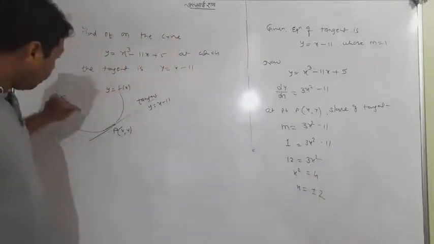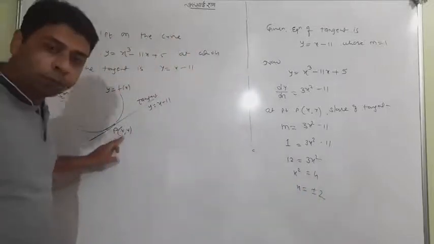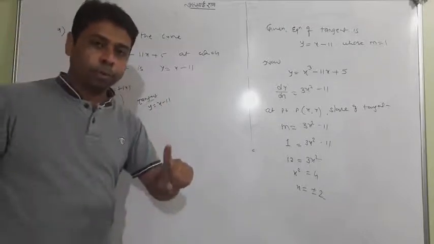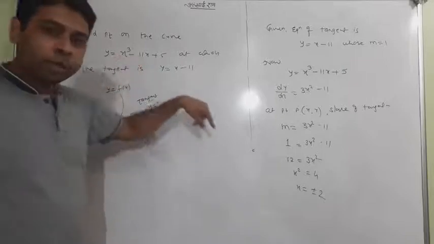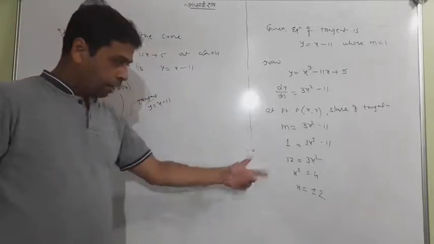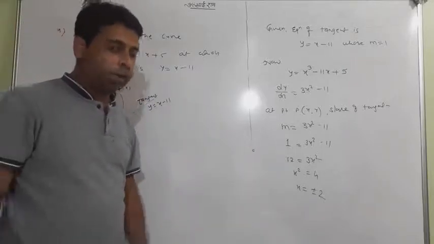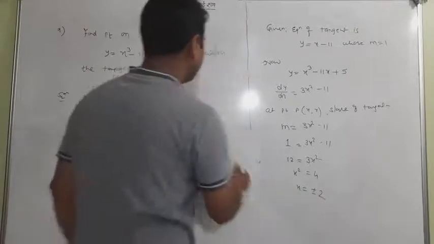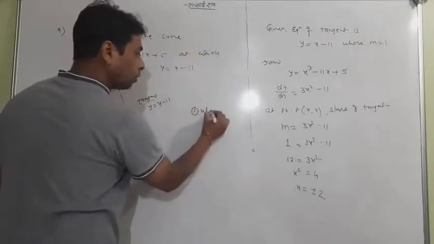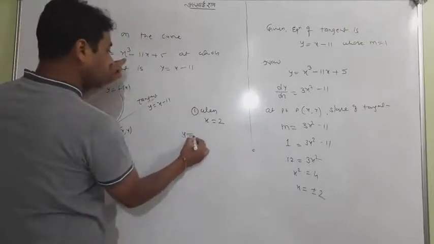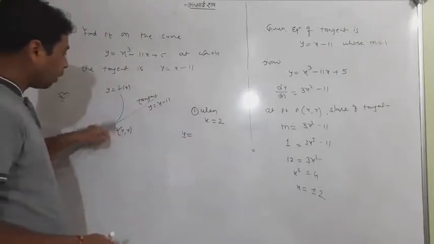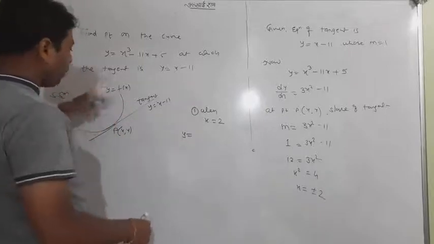So only in the picture, the point of contact looks like 1 point. But this is a rough structure. It may be possible that the curve fluctuates in some other way, and there may be 2 points of contact where x equal to plus minus 2. Got it? I'll make the option. When x is equal to 2, I'll put it here in y, because the point P is lying on the curve. So the point will satisfy it.